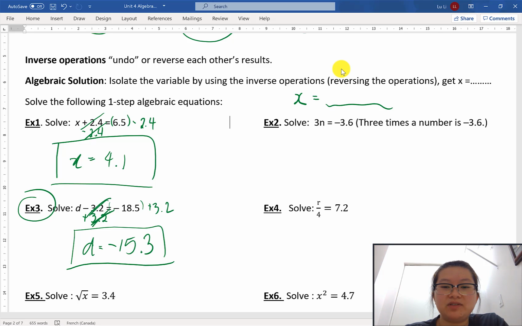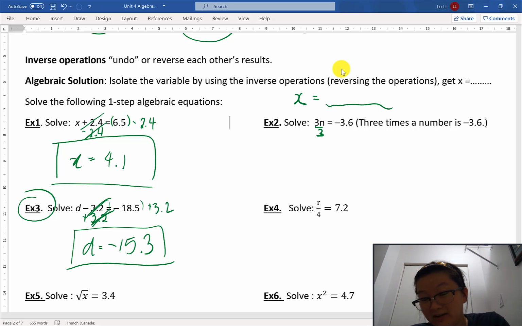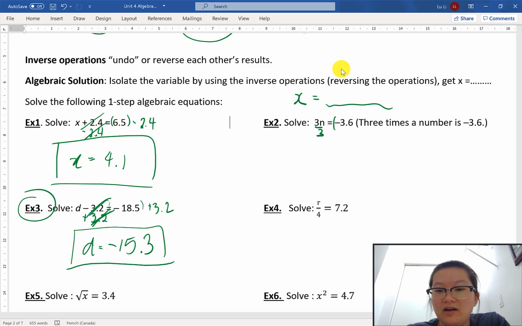And of course, every time you see a 3 right beside your variable like that, it's called a coefficient. I'll talk about that again. But that means the coefficient is multiplying the n. So 3 is multiplying the n, meaning to get rid of the 3, we have to do the opposite operation, which is to divide by 3. And of course, if we divide one side of the equation by 3, we must divide the entire other side of the equation also by 3, just like that.